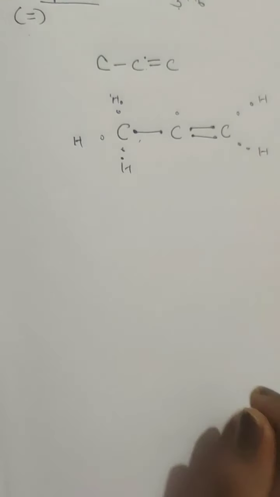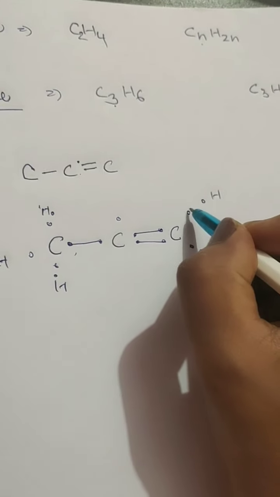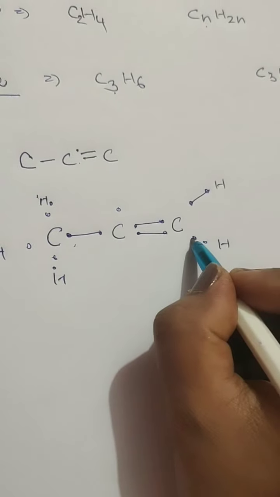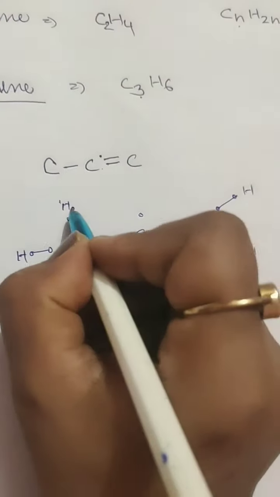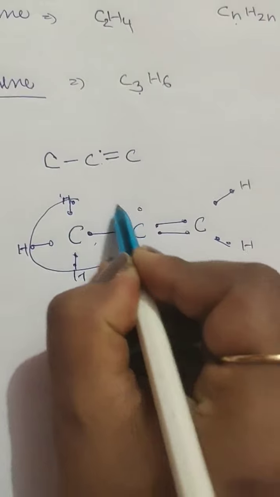Then we have an IUPAC naming for that, which is called nomenclature, but we don't have that in our syllabus for this year, so I'll not be going into that detail. So this will be sharing with this, and this with this. Now if we count, all the carbon is having 8 electrons here.